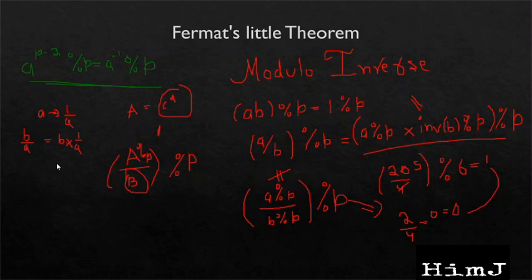So how can we calculate the inverse? Calculate the value of a raised to power p minus 2, and what we get is the inverse of a. Calculating inverse is simply calculating a raised to power p minus 2 modulo p. And just a little reminder, this will be valid only if p is a prime number, which is most of the cases in CP.